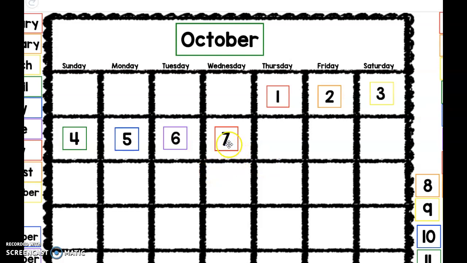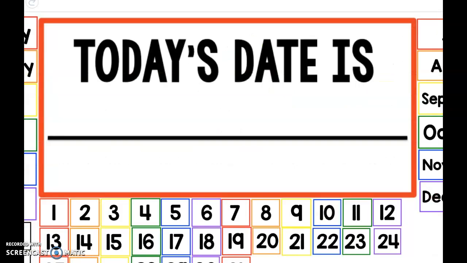All right, today we need to put up our number. So yesterday was Tuesday, October the 6th, so we put up the number 6. What number do I need to put up today? Which means, what number comes after 6? So boys and girls, what number comes after 6? 7. Good job. We're going to put up the number 7 for the 7th day in October.